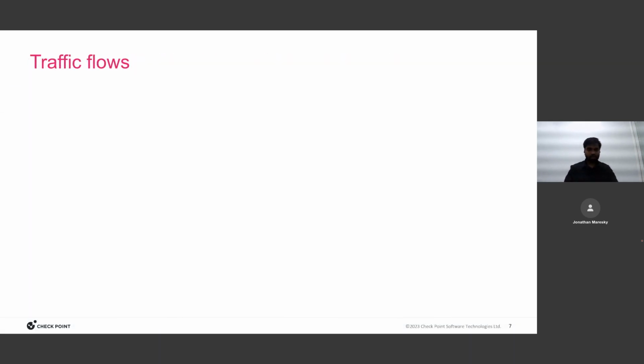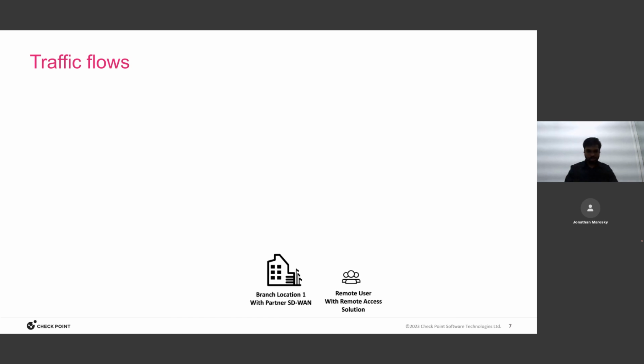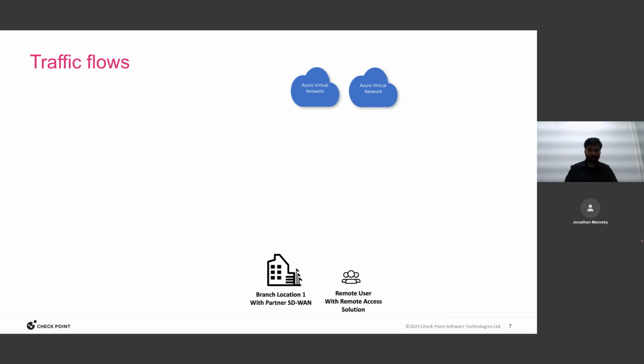So I prepared one particular deployment for you. If you see below, there are multiple branch locations. I'm taking multiple scenarios here. The customer has multiple branch locations with SD-WAN and without SD-WAN. There would be remote users who might be working from home or on the road.